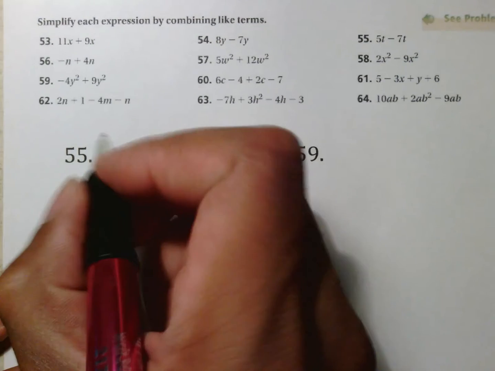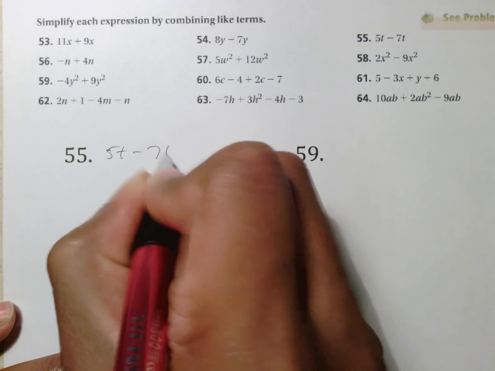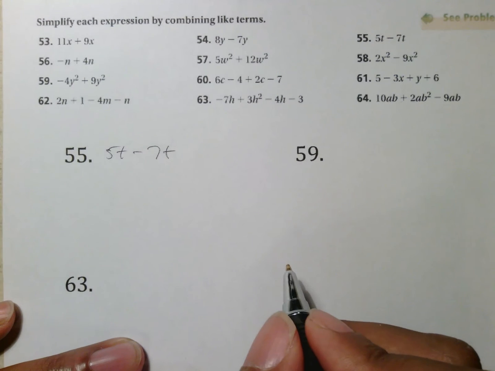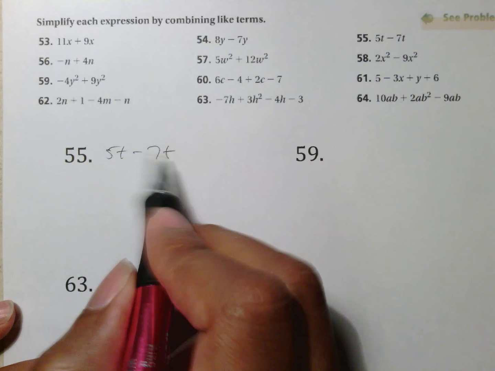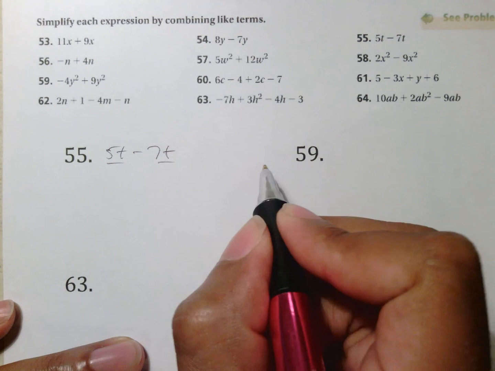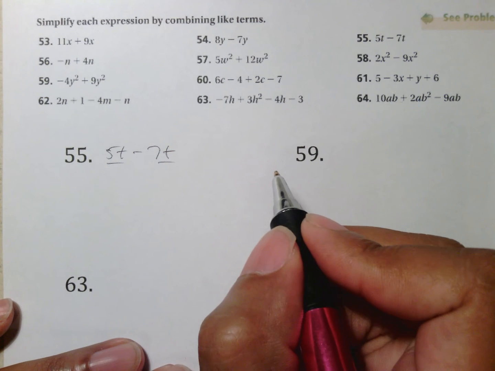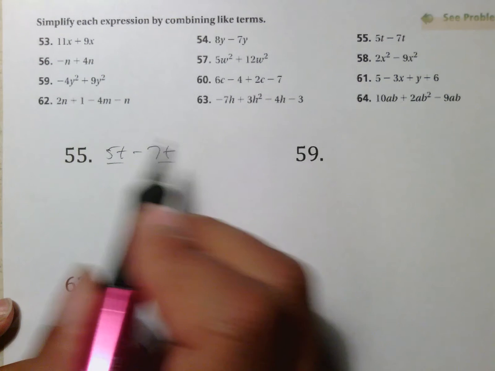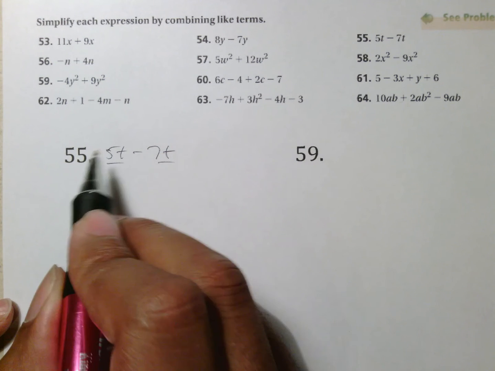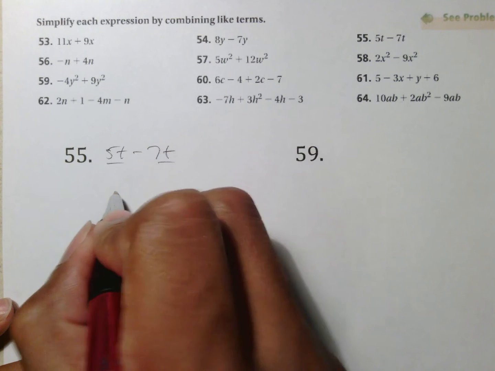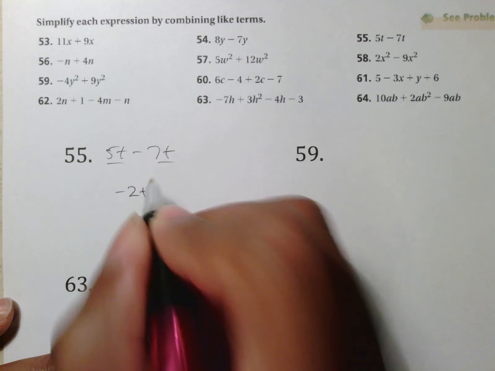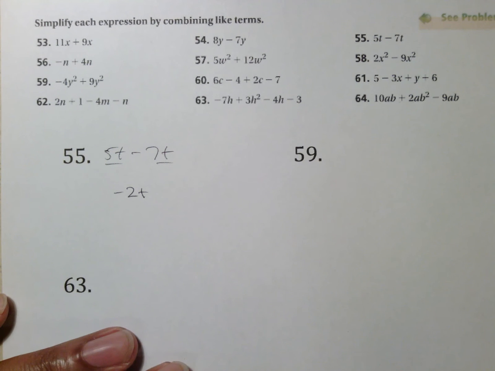Number 55 gives us 5t minus 7t. The easiest way to do this is to notice that both of these have t's, which means we can put them together because they're like terms, and just ignore the t and do the math. 5 minus 7, if you do that, is negative 2 with a t on it, and that's all you're going to need to do.